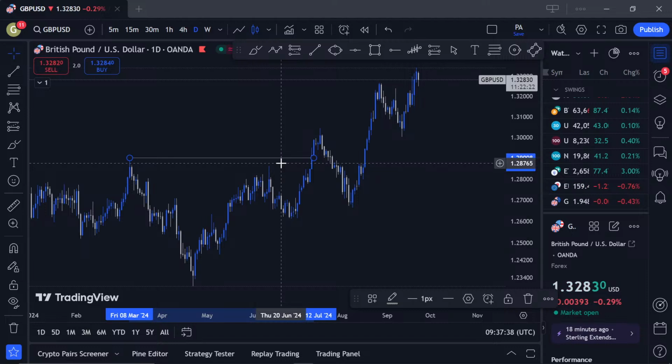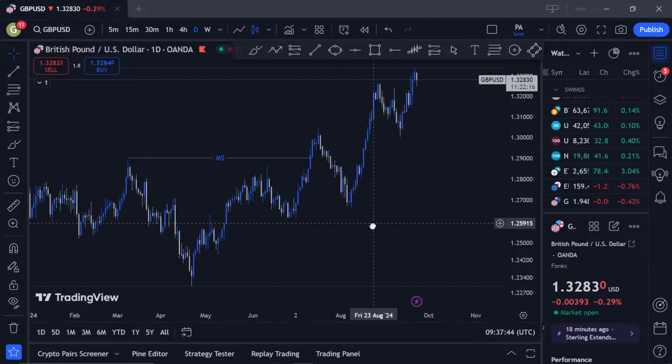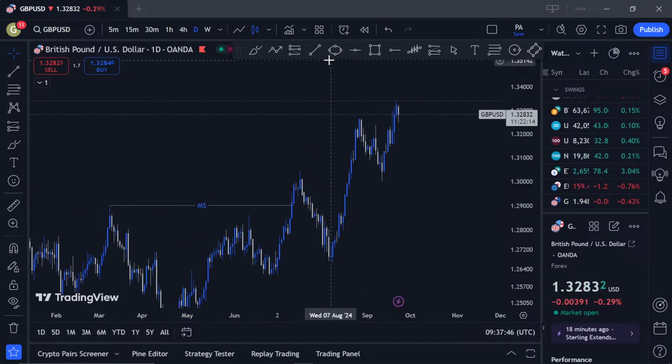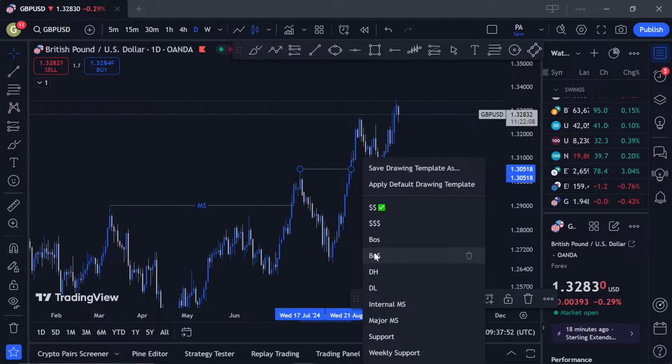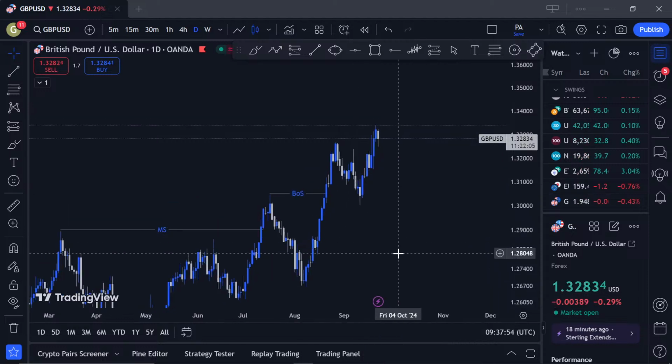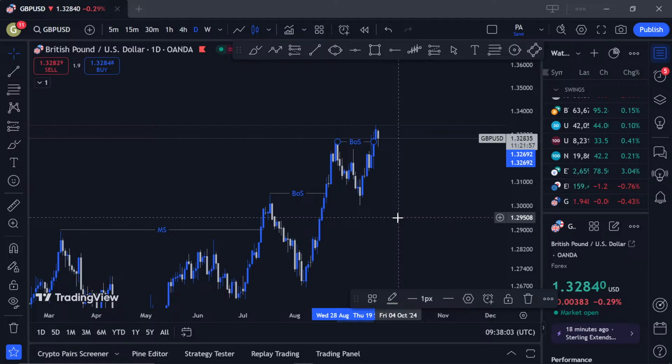Market shift also means change of character, so I just go with the market shift alternative. Market shift right here, and then we had the break of structure right here, and then another break of structure right here. Now with this continuous break of structure to the upside, it simply means that we are on an uptrend, so we should be looking for buying opportunities in this market.